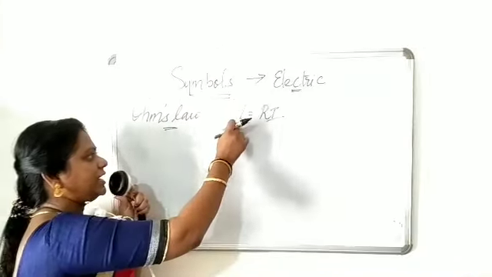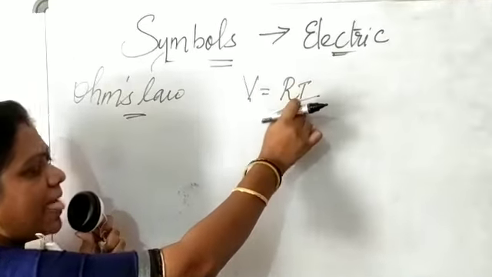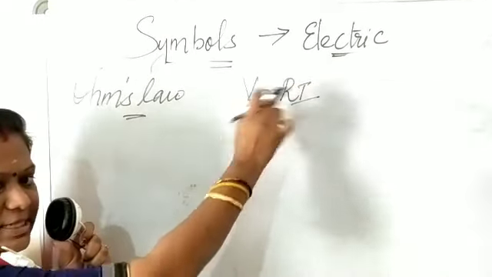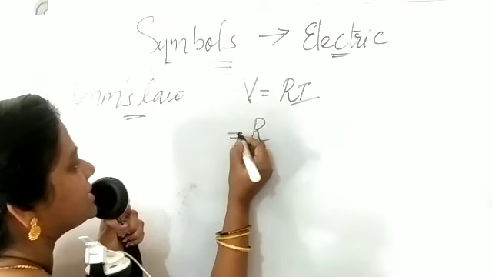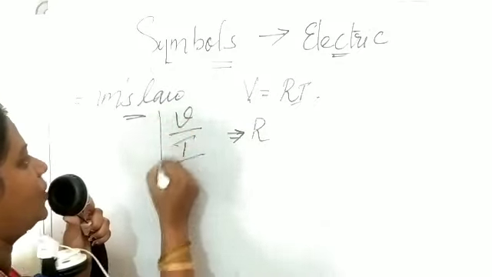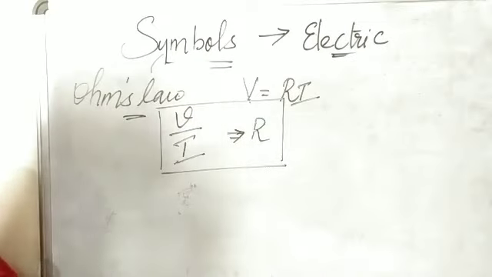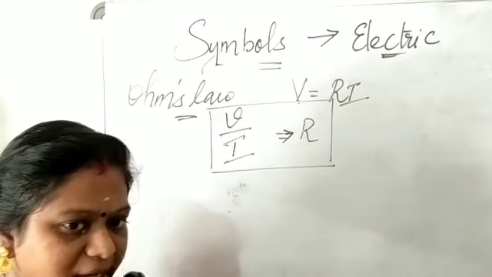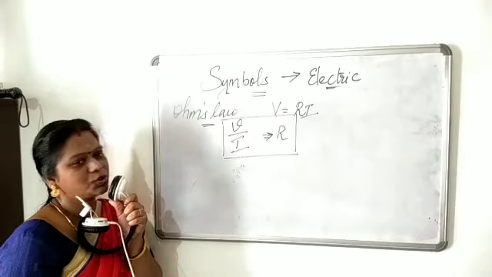That is, voltage is equal to the product of the resistance and the current. So Ohm's law is used to find the resistance, that is V divided by I. This R is nothing but V divided by I, which is also known as Ohm's law. V divided by I is equal to R.